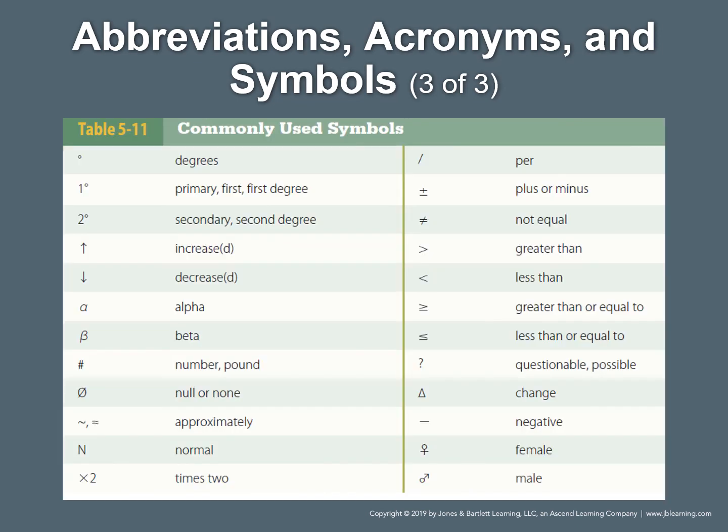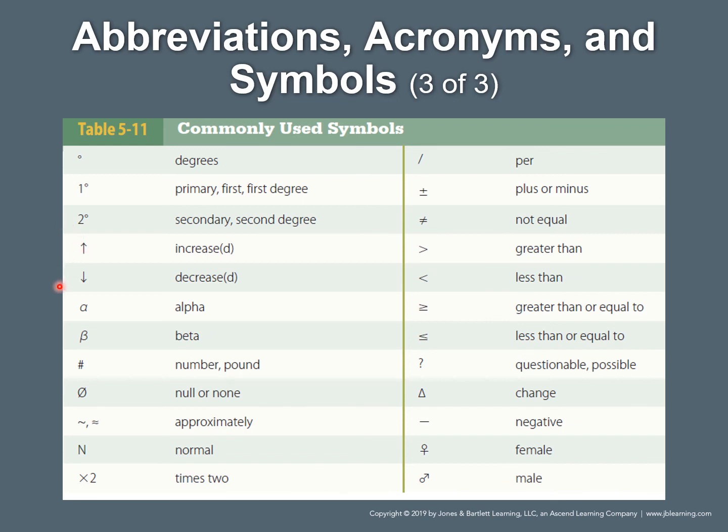It actually is going to give us abbreviations, acronyms, and symbols. So table 5-11 shows commonly used symbols. Of course, you have your degree sign. So the number 1 with a degree sign means primary, first, or first degree. The 2 with the degree sign is secondary or second degree. I use this a lot when I'm describing my bedbound reasons or PUTS reasons. They have AMS secondary to dementia, AMS secondary to CVA, weakness secondary to CVA.